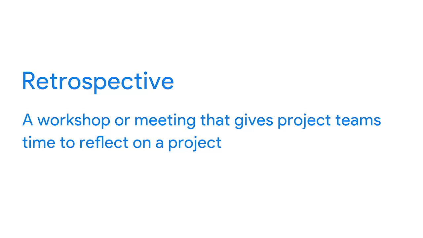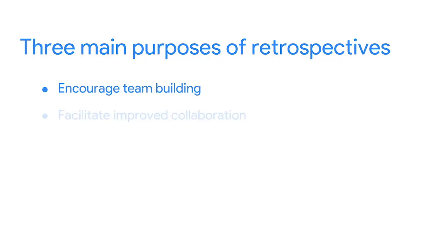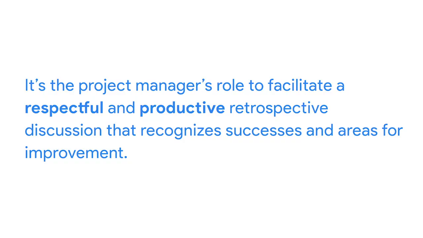Let's recap the main ideas. A retrospective is a workshop or meeting that gives project teams time to reflect on a project. Three main purposes of retrospectives are to encourage team building, facilitate improved collaboration, and promote positive changes. And remember, it's your role as project manager to facilitate a respectful and productive retrospective discussion that recognizes successes and areas for improvement.